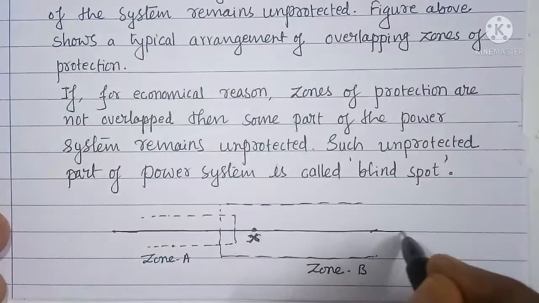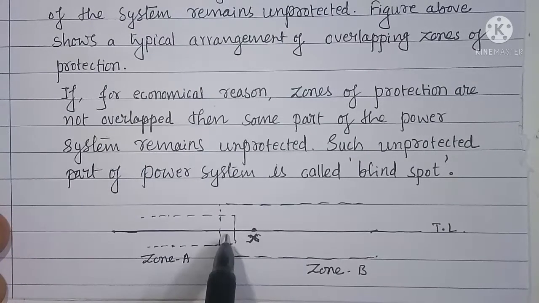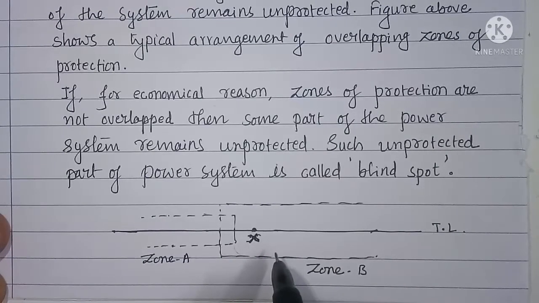Let us consider a transmission line here and two zones of protection, namely zone A and zone B. I have considered point X on the transmission line. To the left of point X, the two zones are overlapping here. But to the right of point X, there is no overlapping of the zones. Only zone B is protecting the transmission line here.